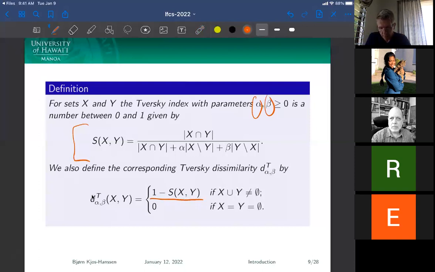Now there is one small issue when you have these fractions, is that you could end up dividing by 0. And actually, if you look at this, you'll only be dividing by 0 if X and Y are both empty, that is, if alpha and beta are 0. But that's okay, because we want to say that the distance between the empty set and the empty set is 0, so that's not the worry, really.